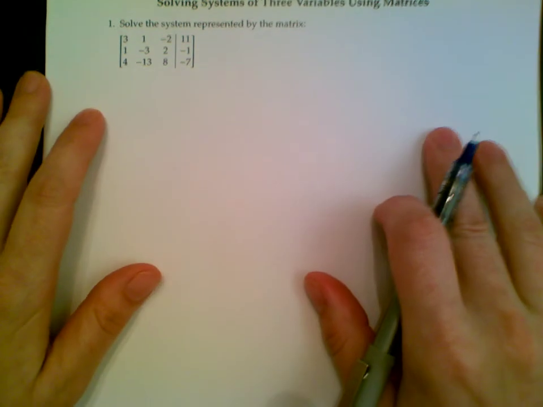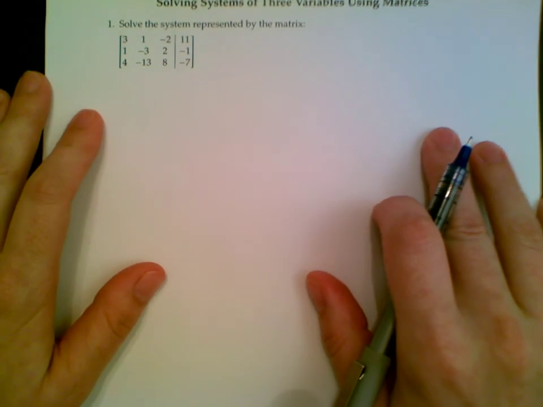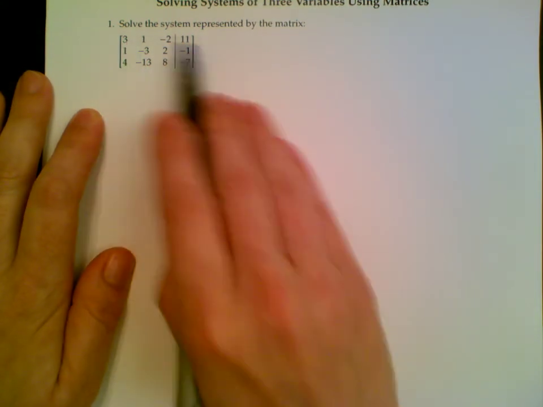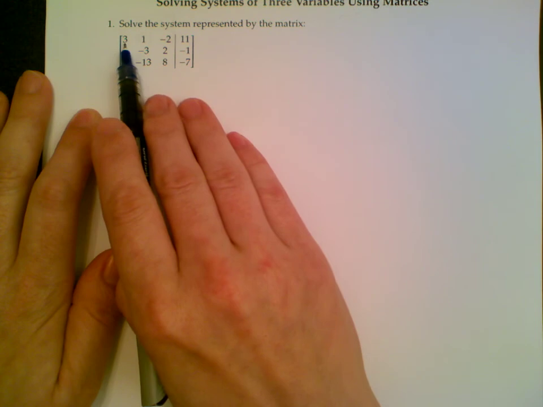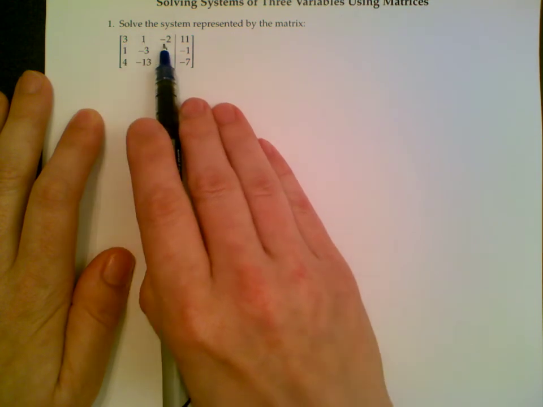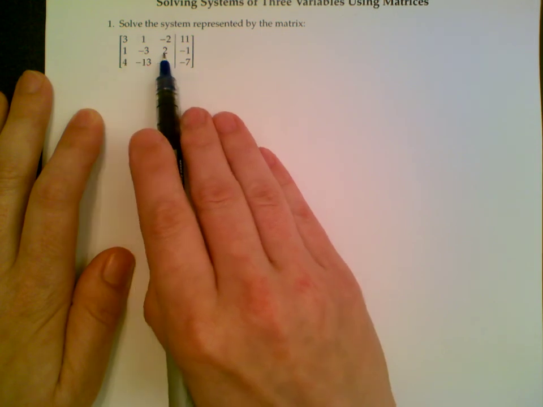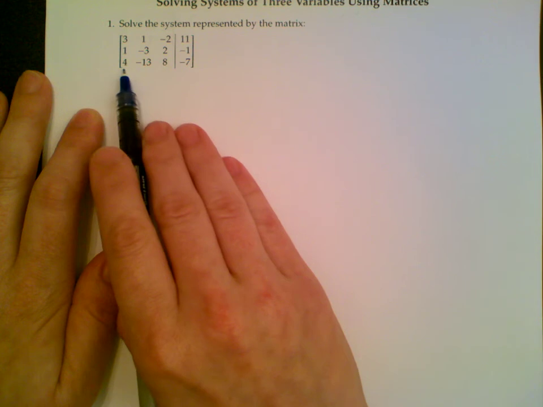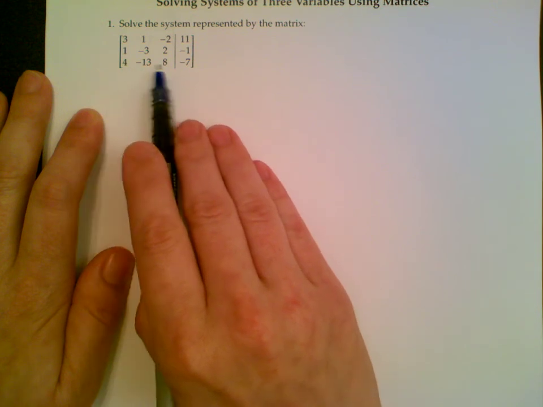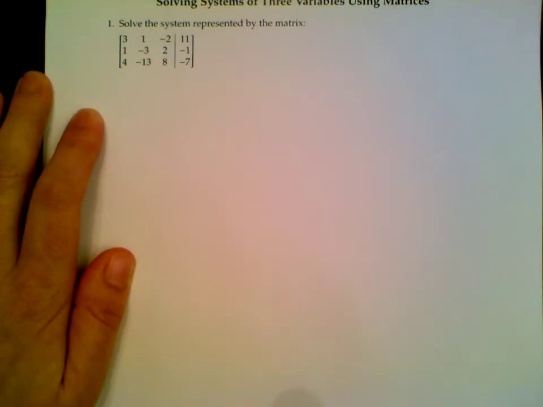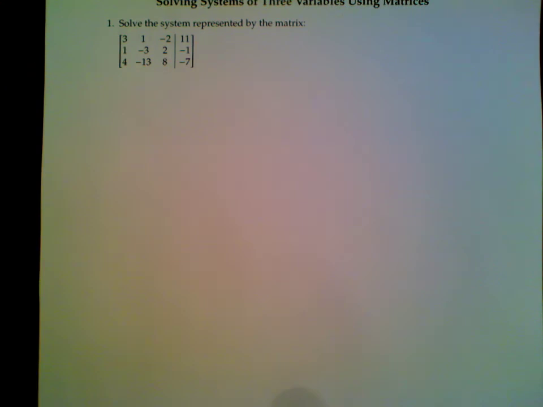Okay, here is our first example that we're going to be solving. That's a system of 3 variables. So I want to point out that this matrix represents the system 3x plus 1y minus 2z equals 11, 1x minus 3y plus 2z equals negative 1, 4x minus 13y plus 8z equals negative 7. So when we have our answer, it will be the solution to that system of equations.